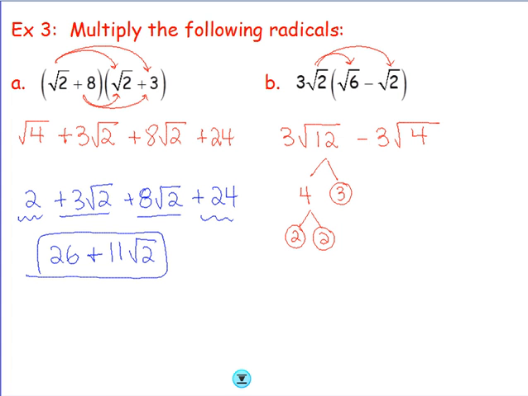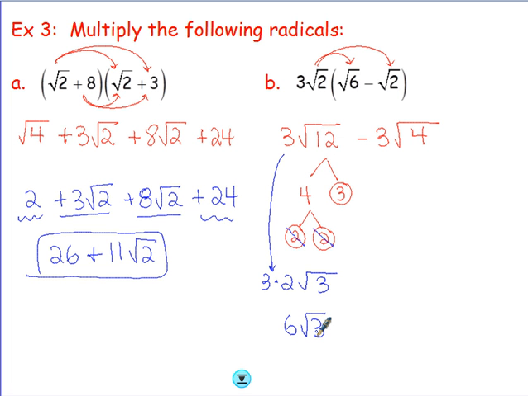We're looking for pairs. Cross off those two 2's. So outside the radical is a 2, inside the radical is the leftover 3, and this other 3 also stays outside. So 3 times 2 is 6 radical 3.